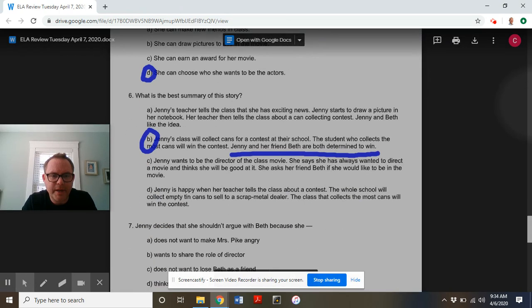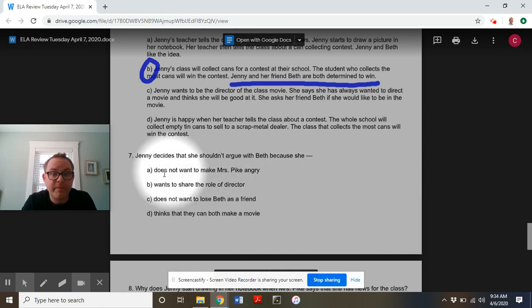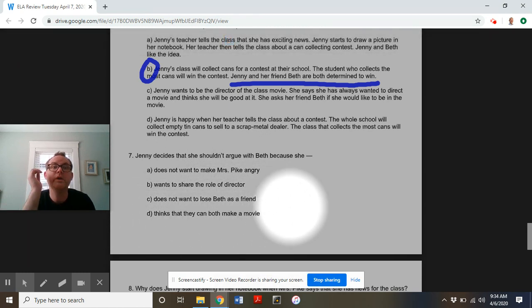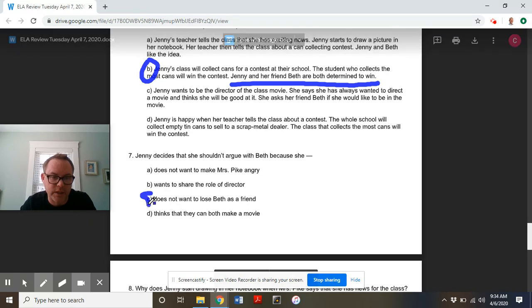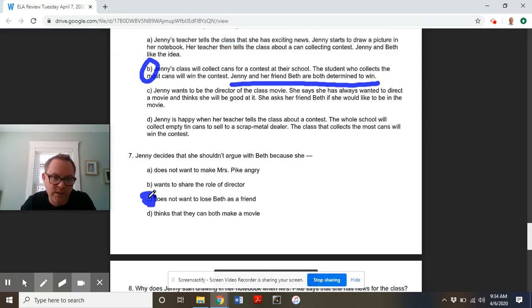Let's see now. Back we go to number 7. Which one makes sense? Does not want to make Mrs. Pike angry, wants to share the role of director, does not want to lose Beth as a friend, or thinks that they can both make a movie. What do you think? It is good old C. Oh, that's a mess. Let's just color this all in.